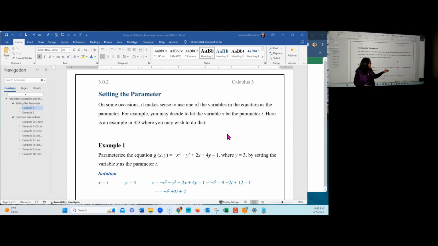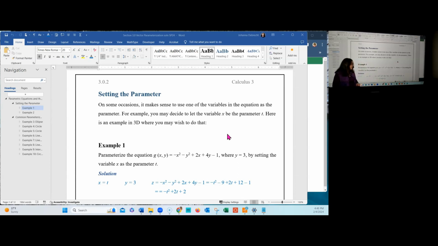Then we could replace the negative y squared with a negative times 3 squared. 3 squared is 9 times the negative 1, gives us negative 9. So the negative 9 plus 11 will give us a plus 2. Don't forget that when you have a negative variable squared, you have to square the variable first, then multiply by the negative. Once we have that, we can replace the variable x with the letter t as the parameter. And now we have z, which is the function g, written in terms of the parameter.